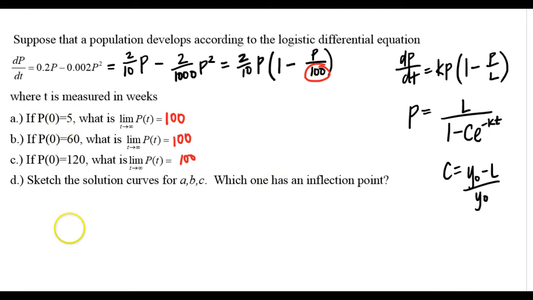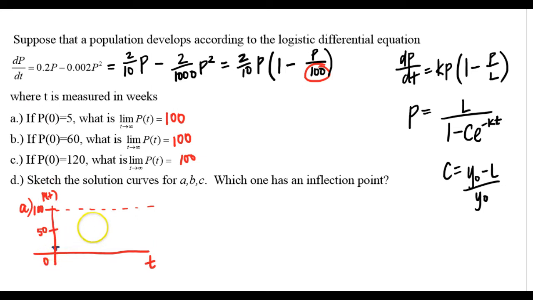So if the initial population is 5, let's just do a little sketch for A here. What we know is that 100 is my horizontal asymptote because this limit at infinity is 100. And L over 2, 100 over 2 is 50. That's where my change in concavity is going to occur. I started out at time 0, so here's my t-axis, here's my P of t-axis. At time 0, my population is 5, and I know that it's going to change. It's going to have a steepest slope here at an output value of 50.